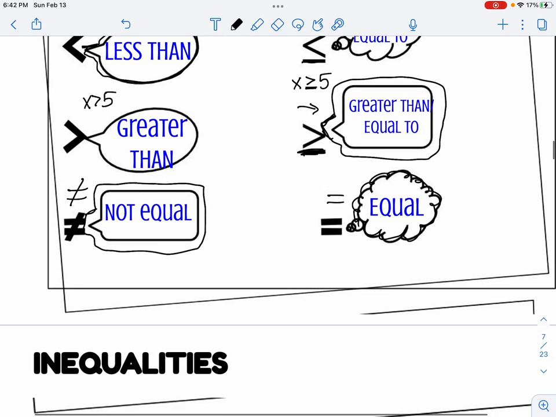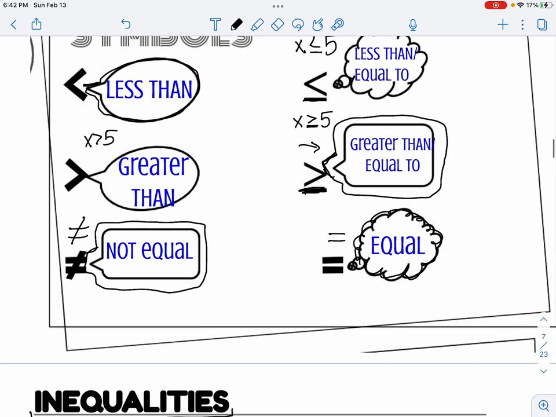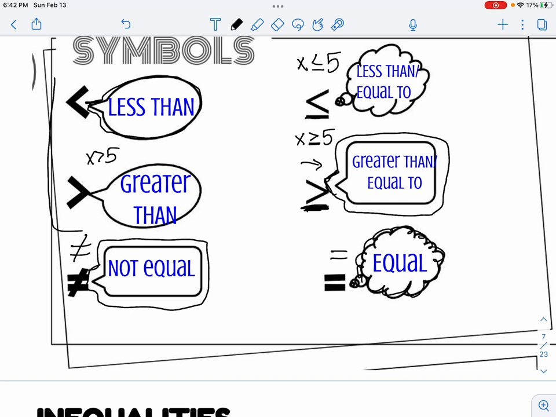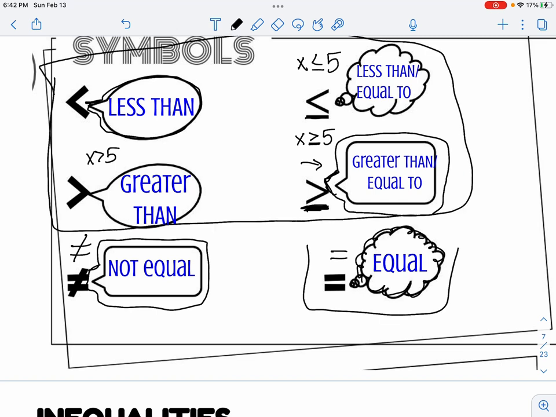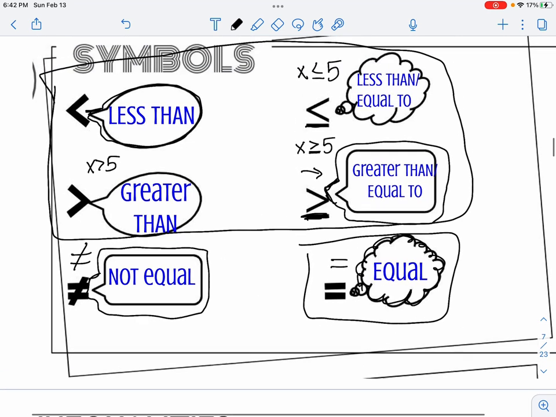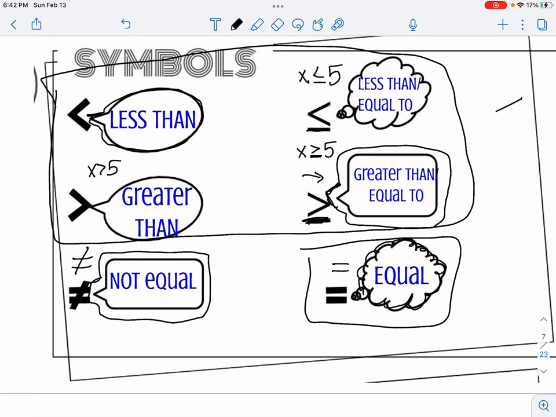Alright, now inequalities. When we are working with inequalities, you are really going to see these 4 symbols right here. Today we're going to represent these symbols and graph them on a number line, and then tomorrow we are going to solve for them. And we'll see equal as well, but we're really going to work with these today. So make sure you have all those bubbles filled in.